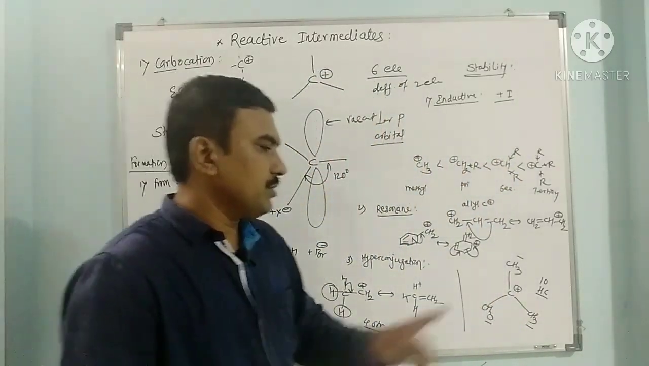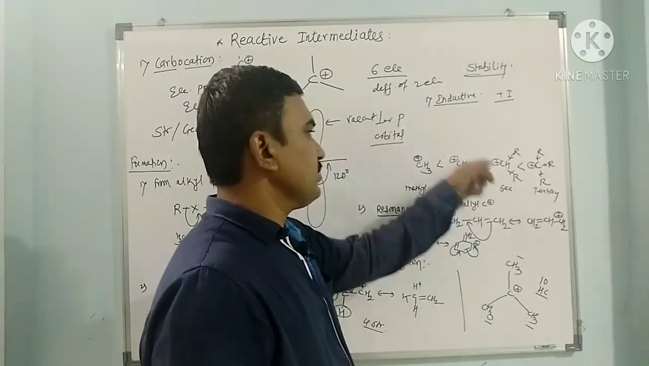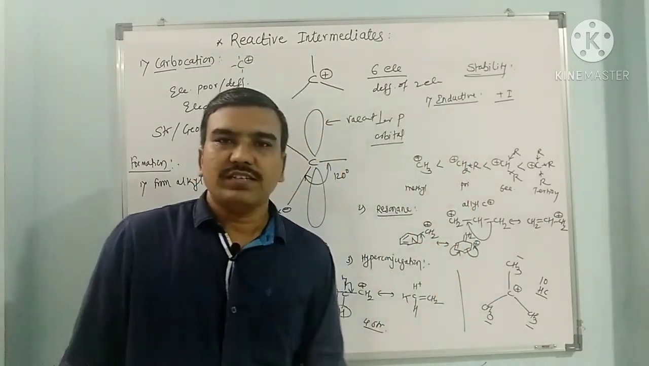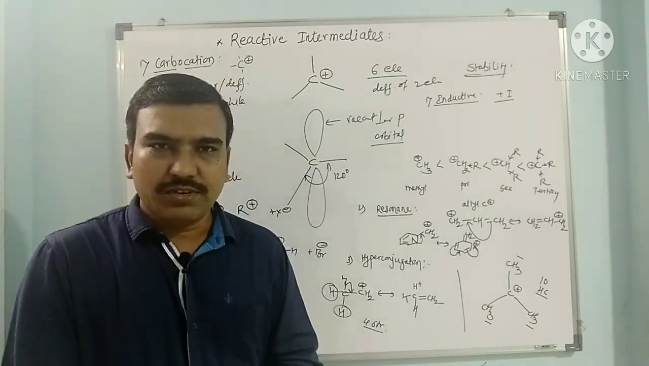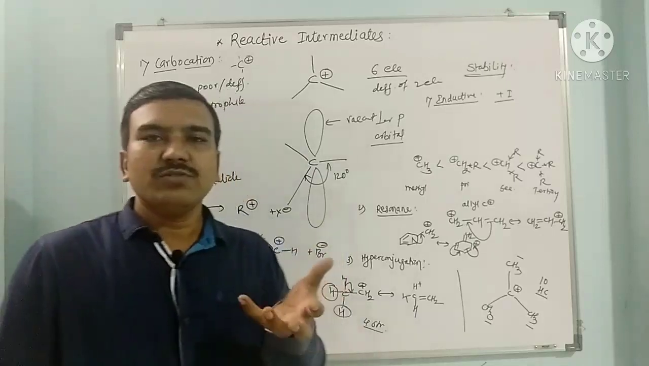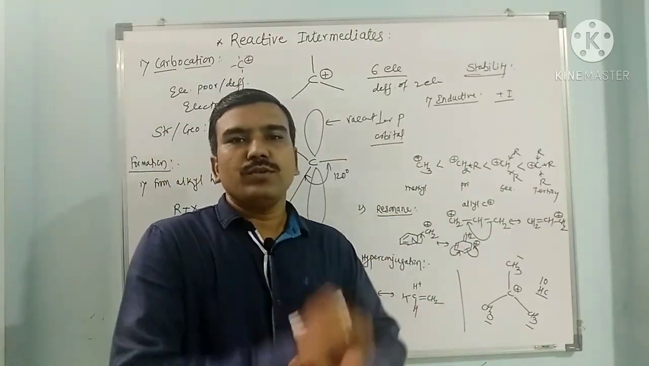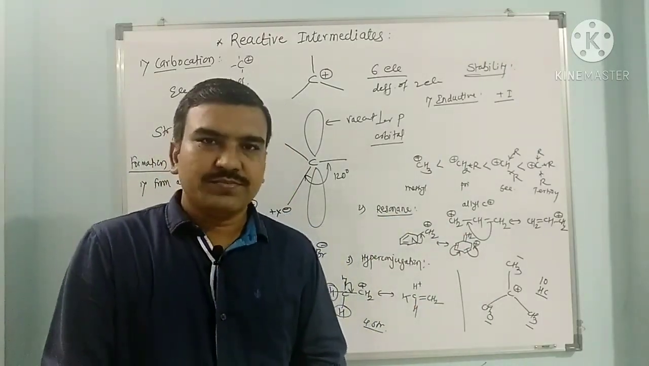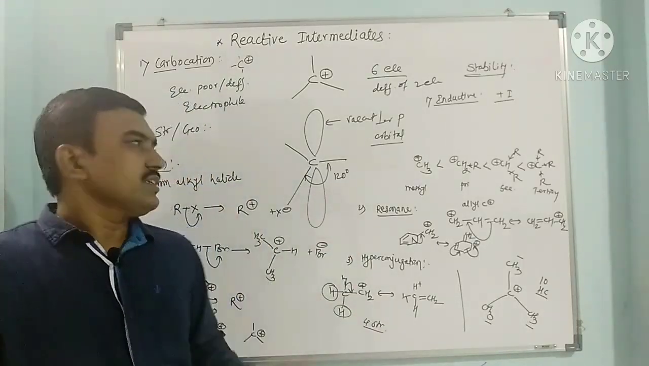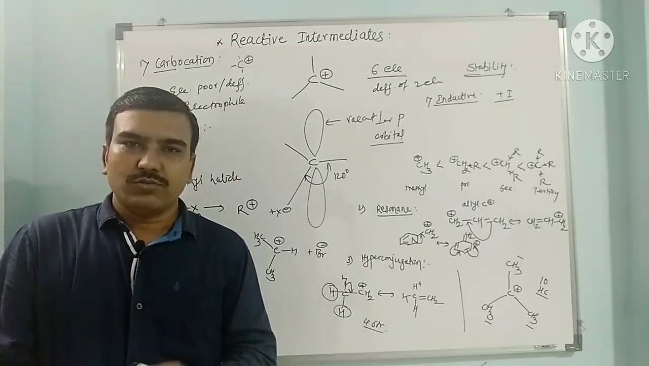So on the basis of the hyperconjugation effect as well as the inductive effect, this carbocation is stabilized. The tertiary carbocation is stabilized because the electron deficiency of this C+ is relieved by the electron donation from 3 alkyl groups. So here we have discussed the formation, stability and structure of carbocation.